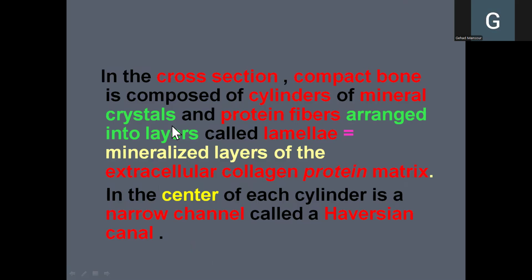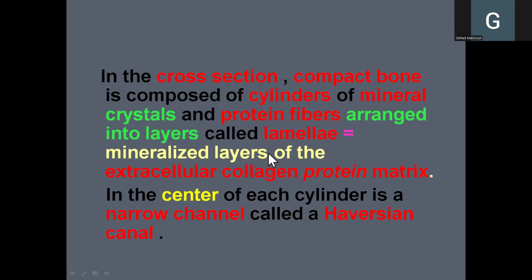So in the cross section, we're going to wrap up, or recapitulate, what we said. In the cross section, the compact bone is composed of cylinders, and those cylinders or concentric lamellae contain mineral crystals, but those mineral crystals have been deposited into the osteoid tissue. And the osteoid tissue is nothing but soft connective tissue that is full of protein fibers like elastin and collagen. And those concentric layers or circumferential layers are called the lamellae.